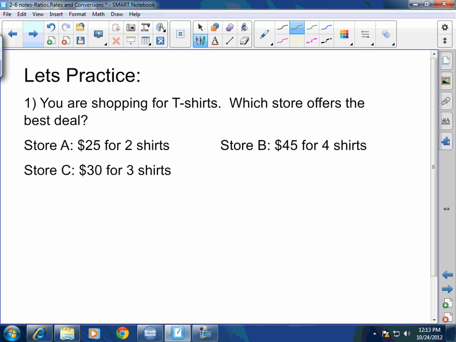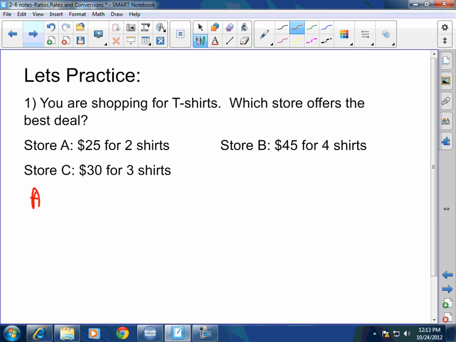Bless you. You're shopping for t-shirts. Which store offers the best deal? What do we have to find for each of these, guys? The unit price. Good job, son. So unit price, remember there's a formula for that. What's that formula, my brothers? Price over quantity. Thank you, son.